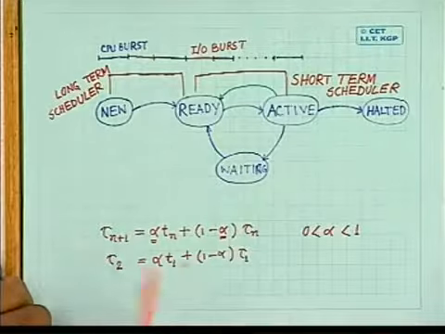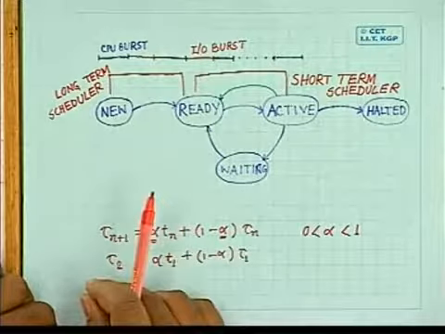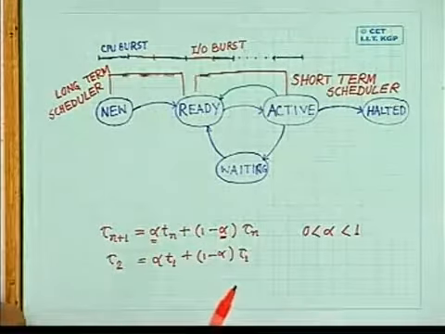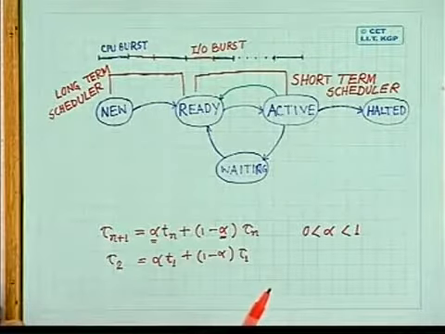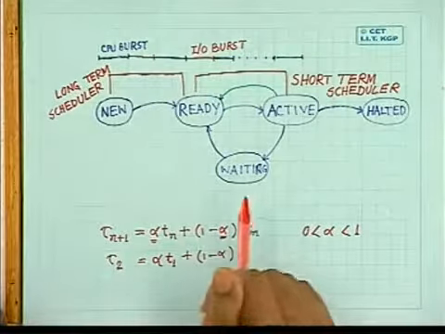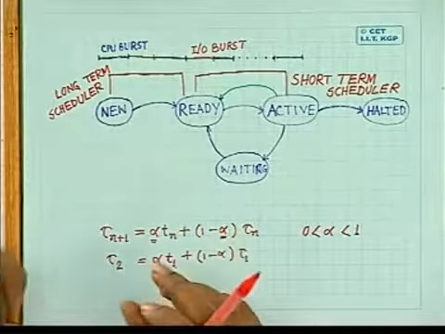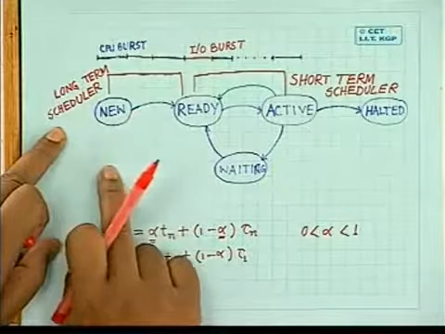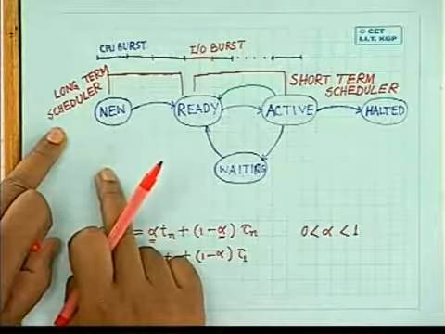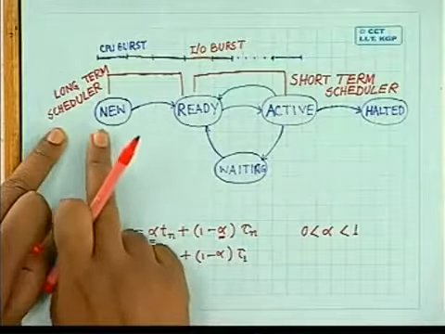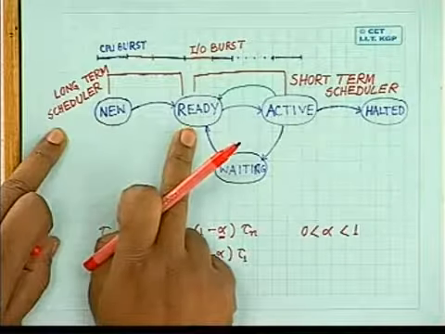Now as I said, in the ready queue, I don't want all the jobs to be CPU bound or all the jobs to be IO bound, because in that case one of the resources will become idle. So in the ready queue, I should have a proper mixture of CPU bound jobs and IO bound jobs. And it will be the responsibility of this long term scheduler to decide, if there are many jobs in the new state, out of those jobs, which jobs should be pushed into the ready state.